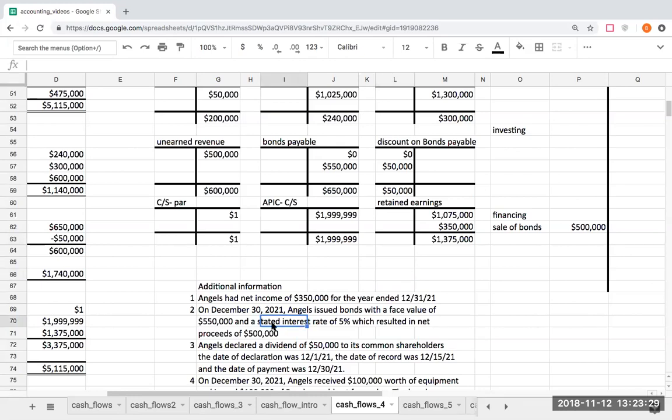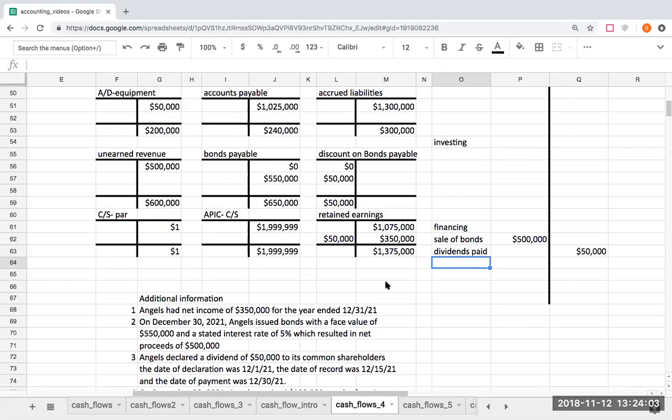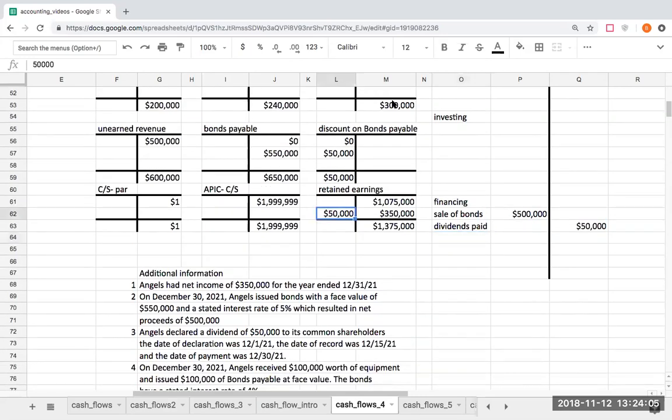The next one is that Angels declared a dividend of $50,000 to its common shareholders. So when I have a dividend, and if it was paid, I'm going to be debiting retained earnings because that's how I handle my dividends. And I'm going to credit cash because I always do the opposite to cash. And here, this is going to be dividends paid of $50,000.